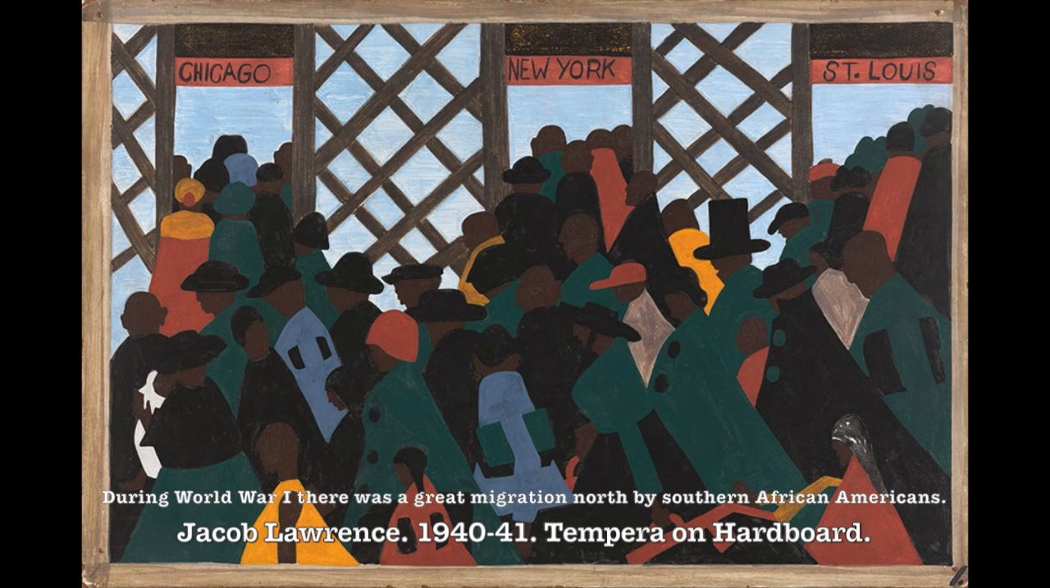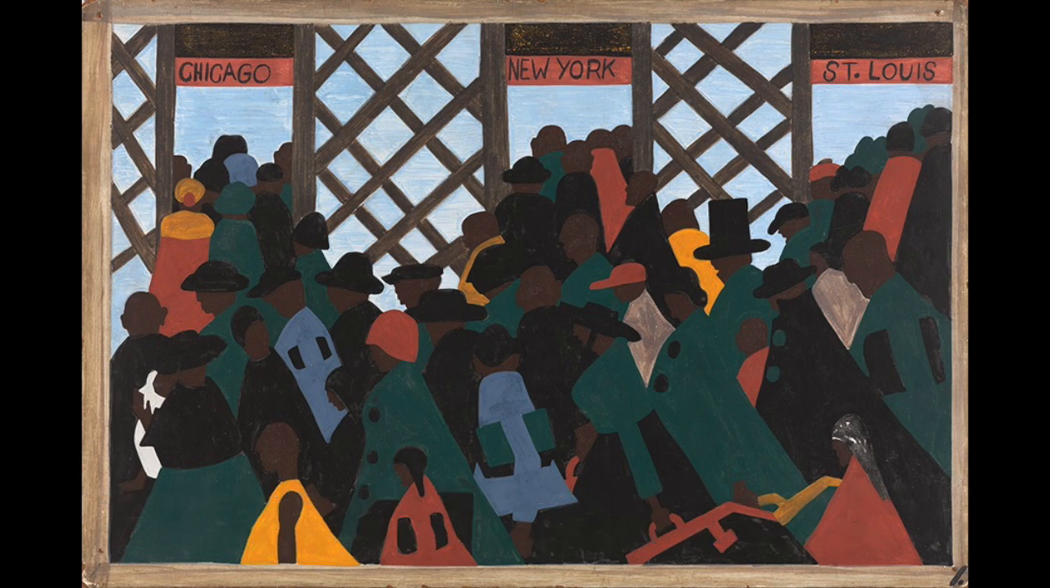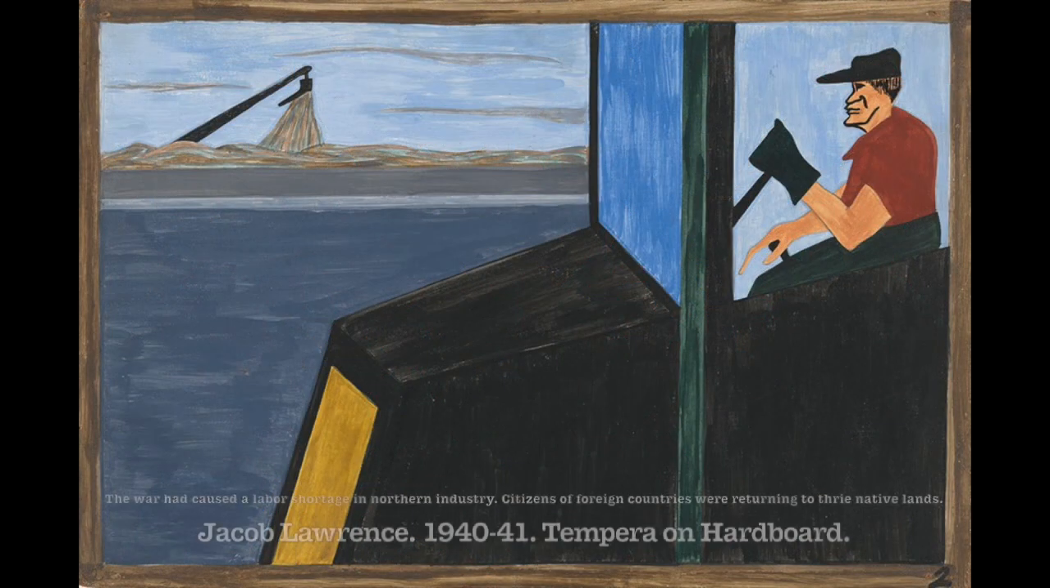During World War I, there was a great migration north by Southern African Americans. At that time, the major destinations were Chicago, New York, and St. Louis. As represented here, large droves of people were heading to these major urban centers. The war had caused a labor shortage in northern industry. Citizens of foreign countries were returning to their native lands.